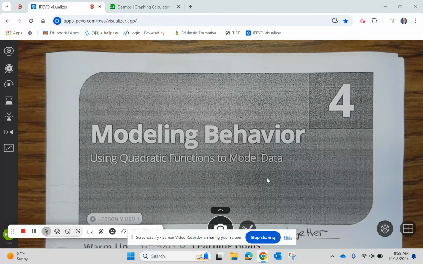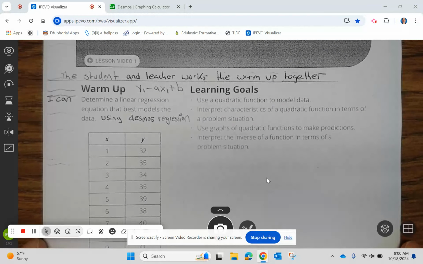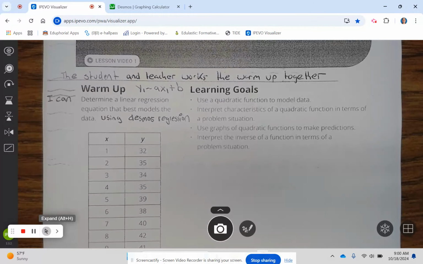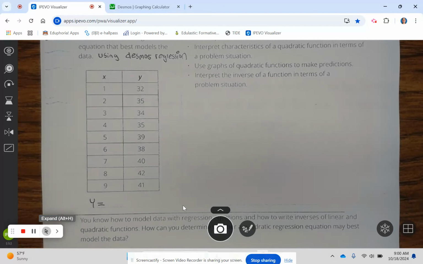Okay, Wildcat, so we're going to work on modeling behavior, using quadratic functions to model data. The student and teacher work the warm-up together. Warm-up: I can determine a linear regression equation that best models the data using Desmos regression. Okay, so let's go ahead and do that.